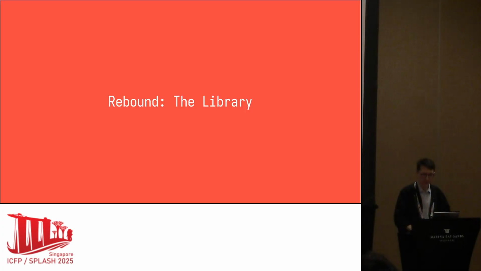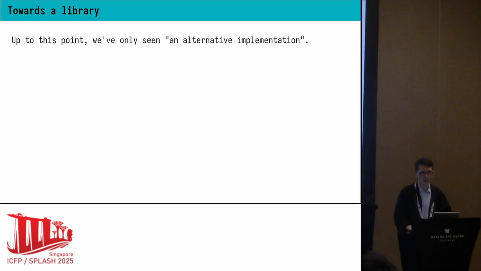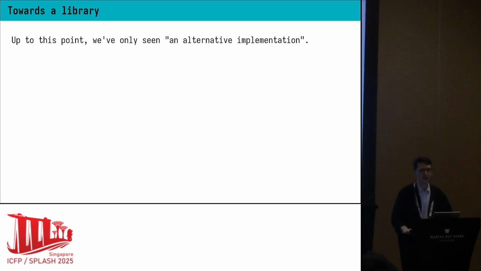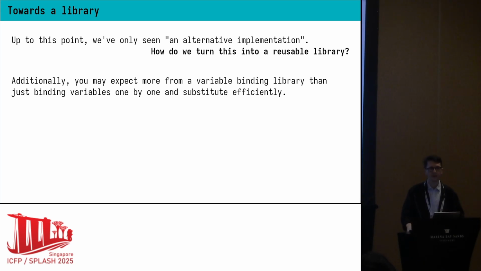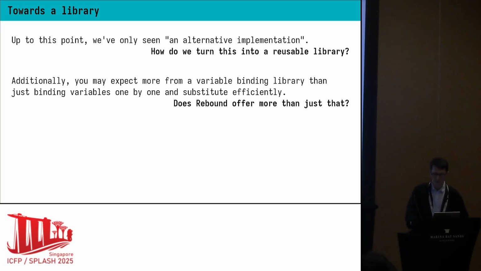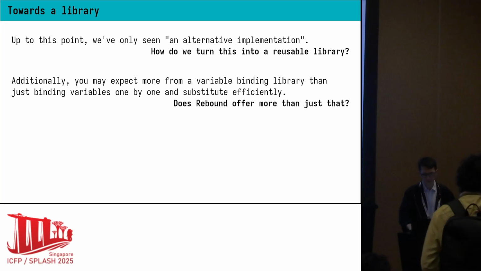So up to this point, I've been talking about an implementation of the lambda calculus, but a good implementation doesn't make for a great library. So the first question I want to answer now is, can we actually turn this idea into an actual library that you and I can reuse for other things? The second question is, well, if you were to use a library to handle variable binding, you might expect a bit more from it than just binding variables one by one. So does Rebound offer a few more features?